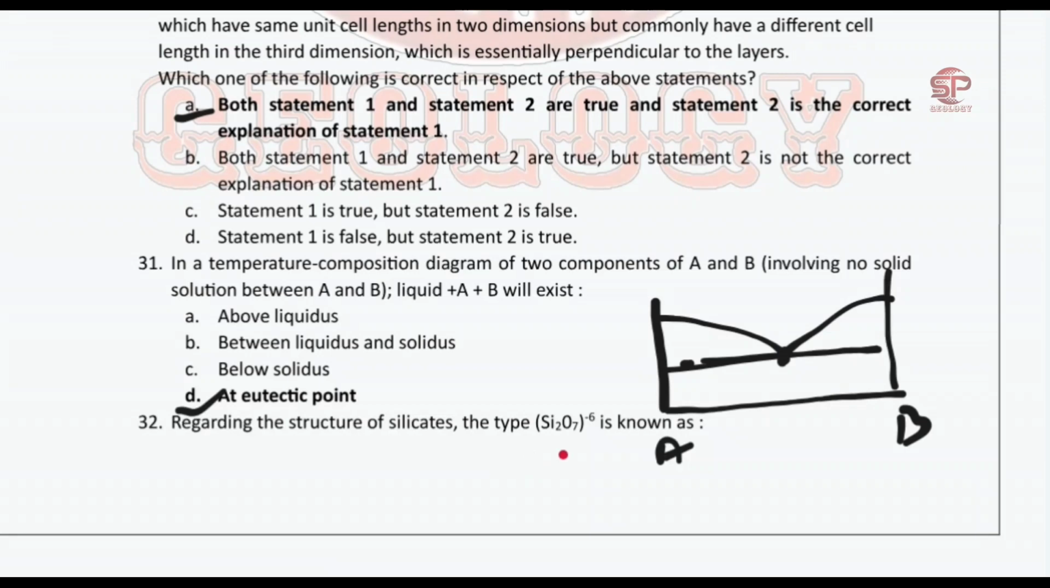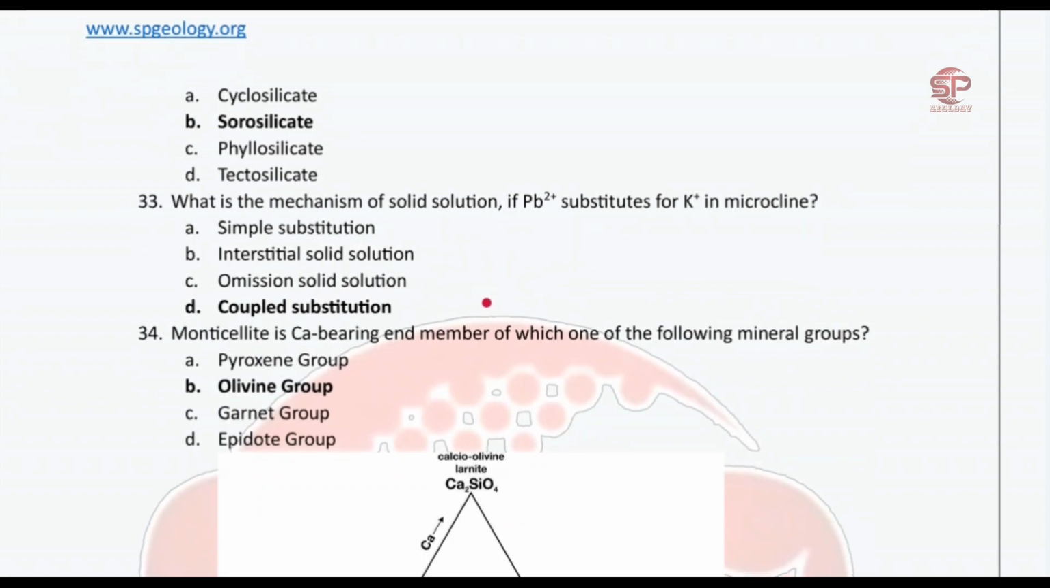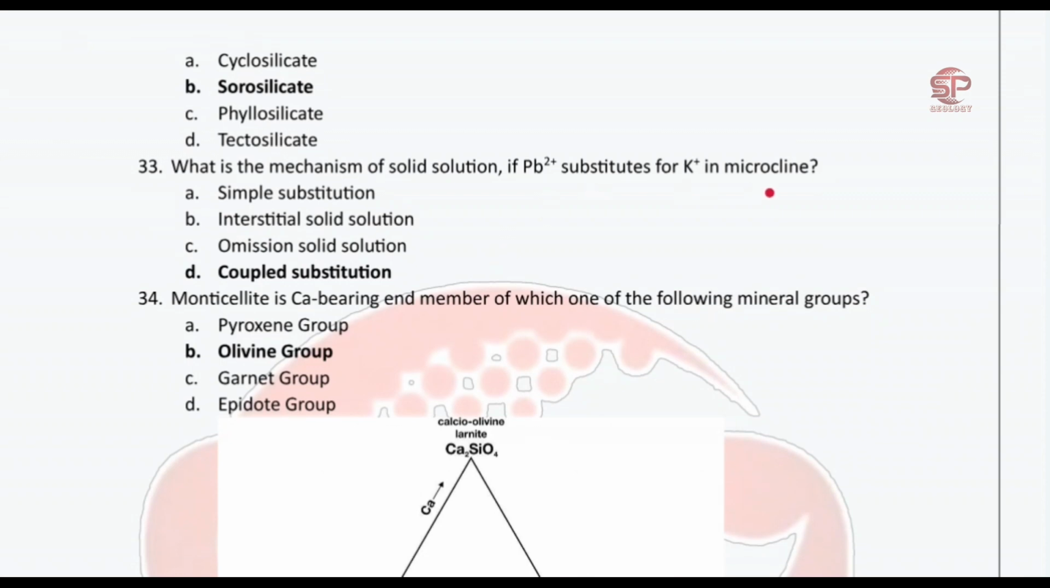Then again, the structure of silicate type Si2O7. Si2O7 is 2:7, which will be a sorosilicate. That is the mechanism of solid solution if Pb2+ substitutes K+ in microcline. Pb2+ substitutes K+ in microcline and it gives the green color to the microcline. As it is a plagioclase, the substitution is often a coupled type of substitution. The answer will be coupled substitution.